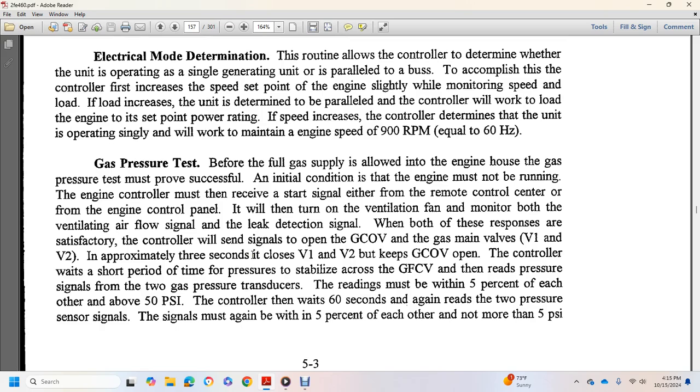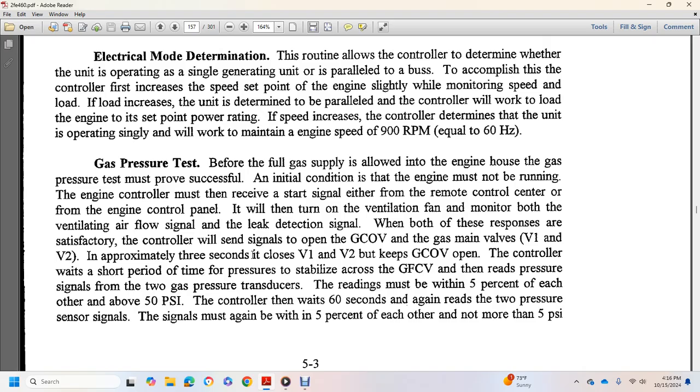Gas pressure test. Before the full gas supply is allowed to the engine housing, the gas pressure test must prove successful. An initial condition is that the engine must not be running. The engine controller must receive the start signal either from the remote control center or from the engine control panel. It will then turn on the ventilating fan, monitoring both the ventilation airflow signal and the leak detection signal. Both of these must respond satisfactorily to the control. It will then send signals to the gas cutoff valve and gas main valves 1 and 2, and after approximately 3 seconds close valves 1 and 2, but keep the gas cutoff valve open.